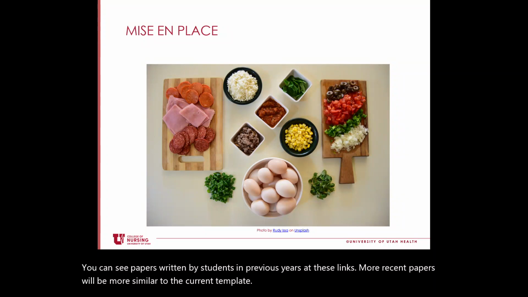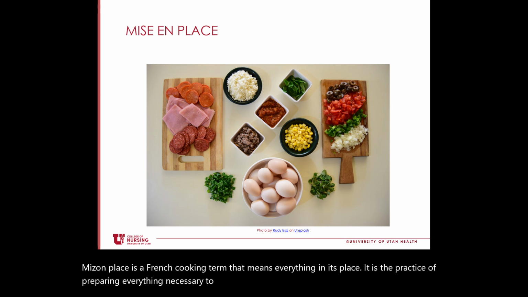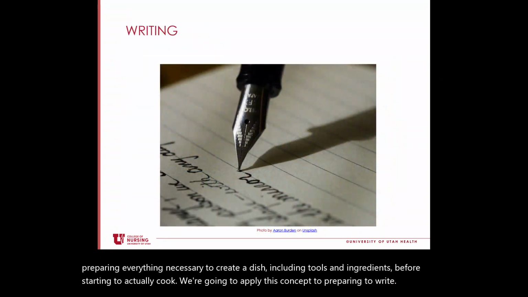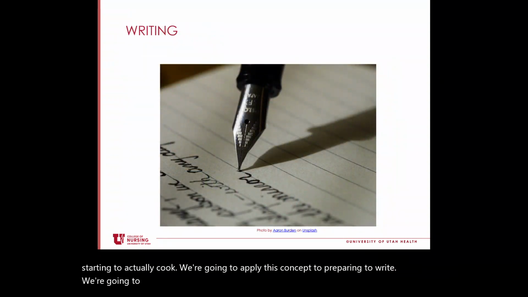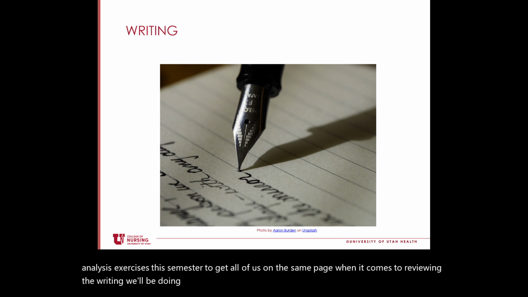Mise en place is a French cooking term that means everything in its place. It is the practice of preparing everything necessary to create a dish, including tools and ingredients, before starting to actually cook. We're going to apply this concept to preparing to write. We're going to review some concepts about writing clearly and do some short writing analysis exercises this semester to get all of us on the same page when it comes to reviewing the writing we'll be doing during the rest of the program. I'm excited to work with you together on this.